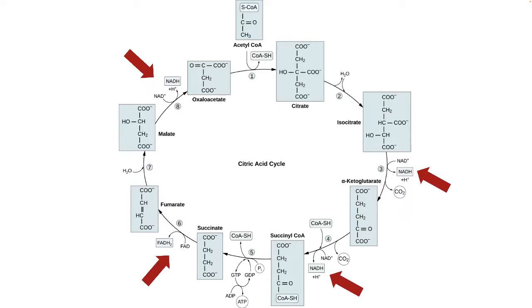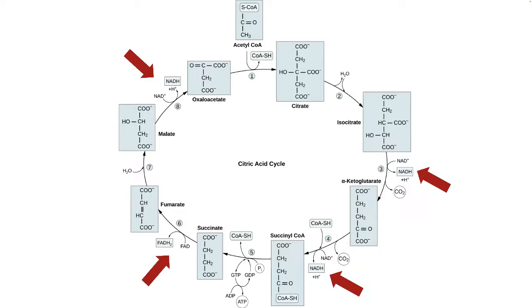The citric acid cycle results in 3 NAD+ molecules being reduced to NADH as they accept high-energy electrons, and 1 FAD molecule being reduced to FADH2. Recall that NADH is going to deliver those high-energy electrons to complex 1 of the electron transport chain, and FADH2 will deliver its electrons to complex 2 of the electron transport chain.